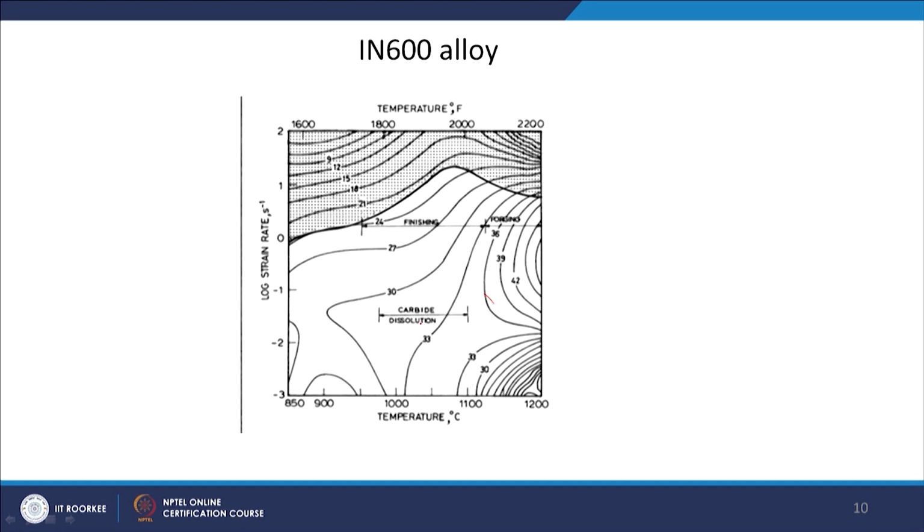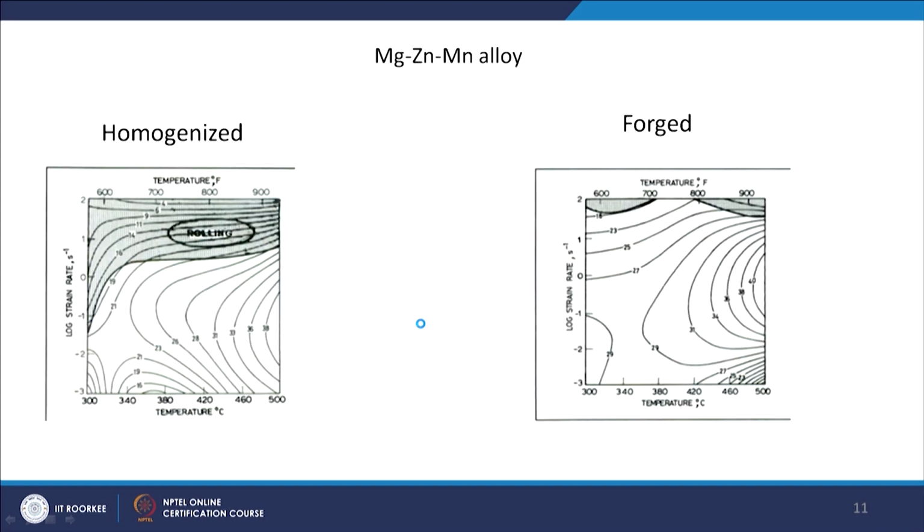Okay. So, knowing all these microstructural changes, now you can design the process, that is, what should be my forging or finishing operation, so that there should not be any microstructural change which I do not want. Okay. Avoiding the unstable region and so on. This is for a magnesium zinc manganese alloy.